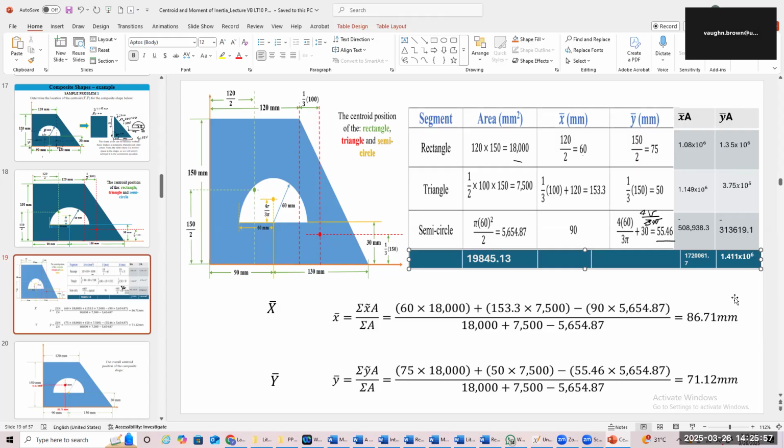So that's the value. We had minus it. So now, each one of them, x bar upon the sum of the area, first one. So you're going to divide it. All right, let's do the last one before, since I have that in my calculator. And then you divide it by this value here. 19,845.13 should give the answer below.